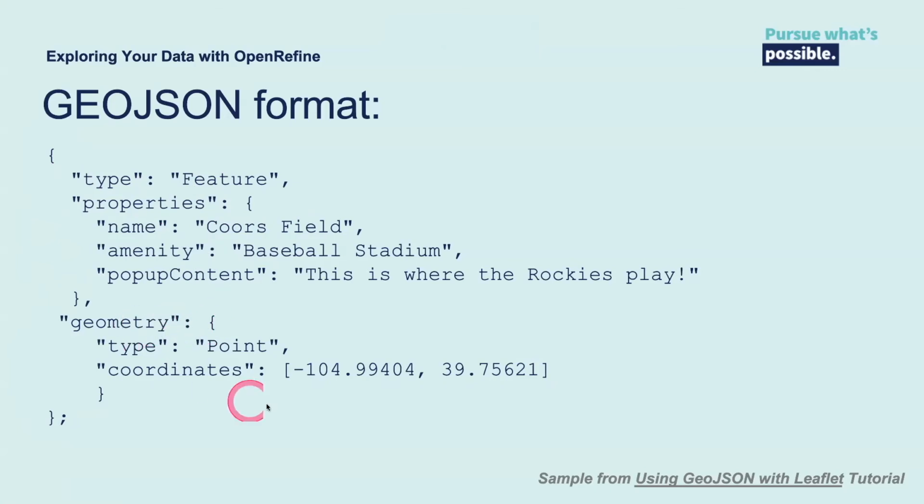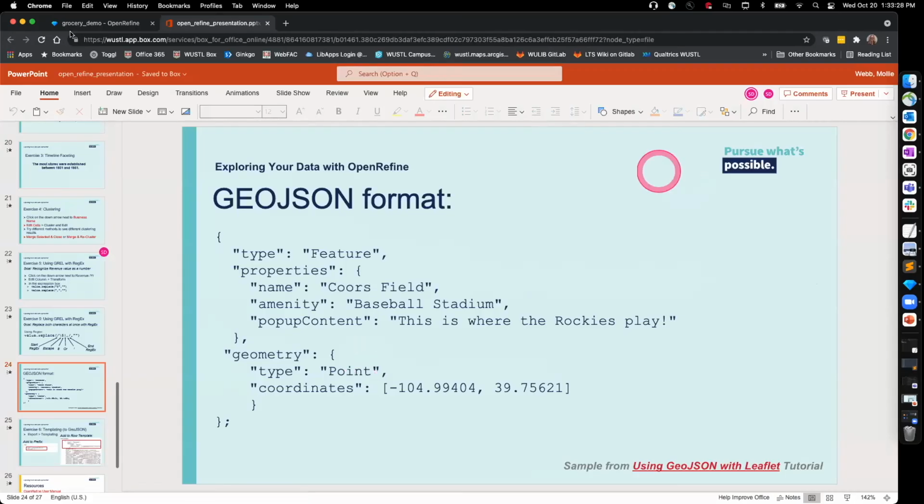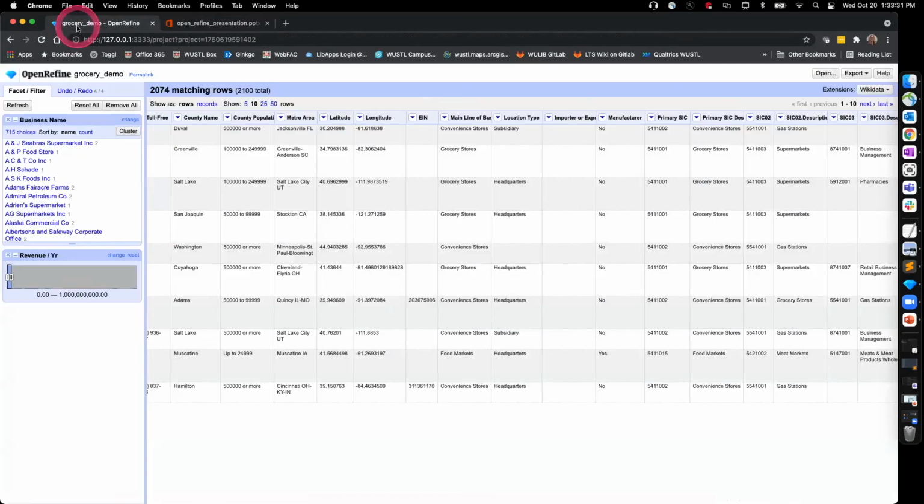In the case of points, we're going to have a coordinate pair, a latitude and a longitude that tells us where that point is on the Earth. All right, so this is one of the really cool functions of OpenRefine: it can just export this into a JSON file really easily. And I can add additional information to make sure that this comes out as a GeoJSON file.